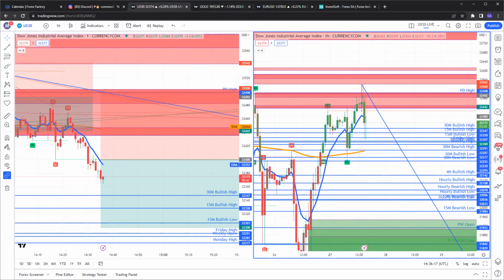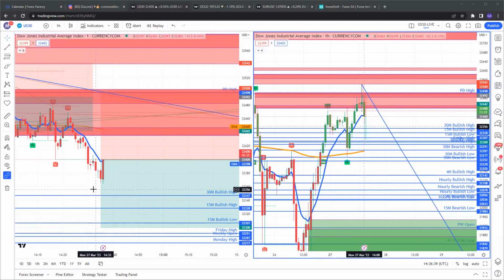So for this trade, again, risking only 0.5%. Okay, so I entered that trade.